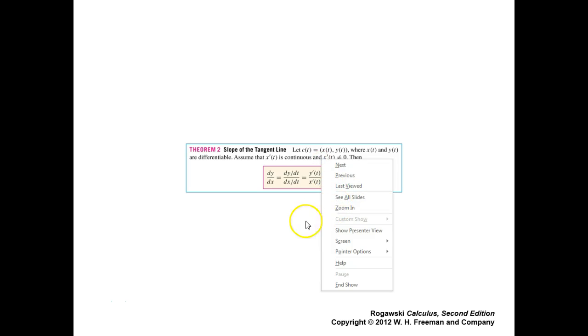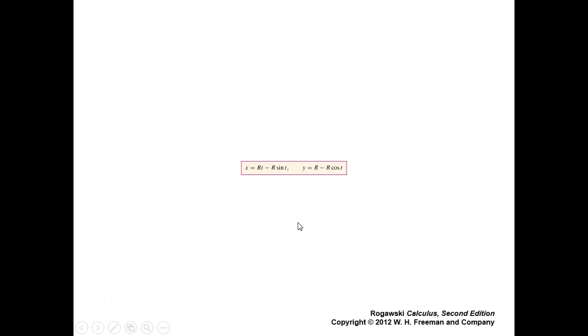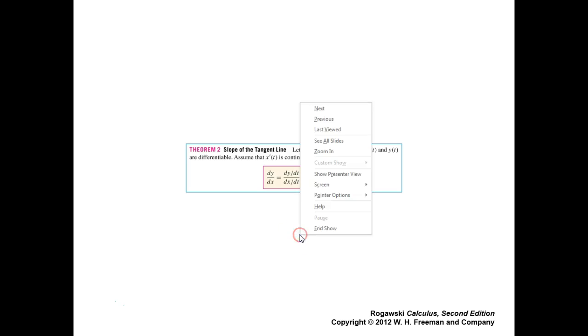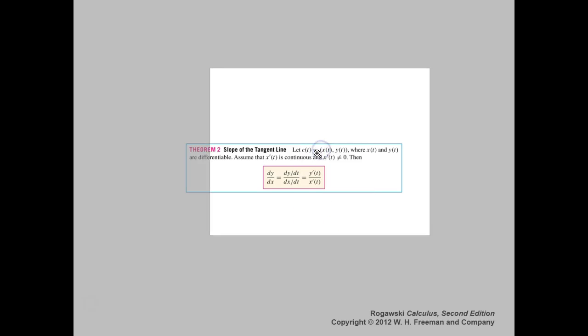Let me go back before I change this. If you remember these functions here, this is differentiable everywhere. This is t minus sine t, and this is 1 minus cosine t. Differentiable everywhere. The parametric equations are differentiable everywhere, whereas the resulting function is not differentiable everywhere. And there's a reason for that, because of your derivative, and here's the slope of a tangent line.